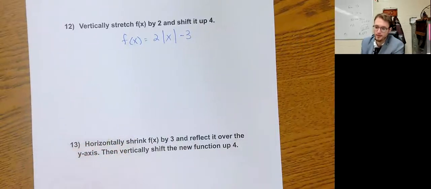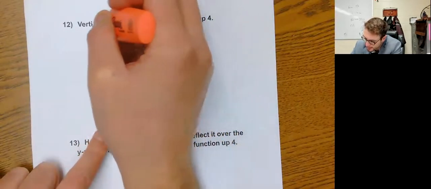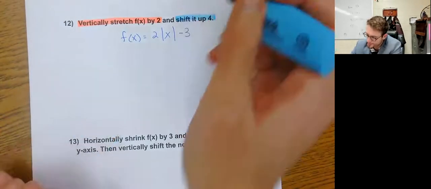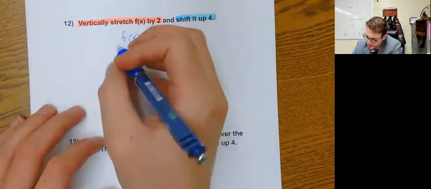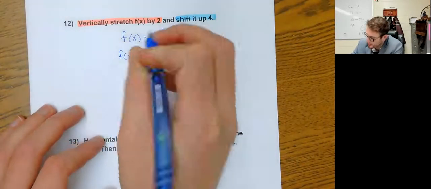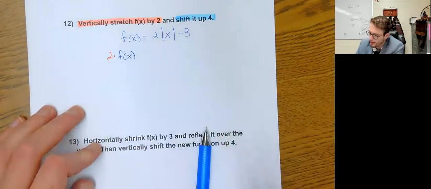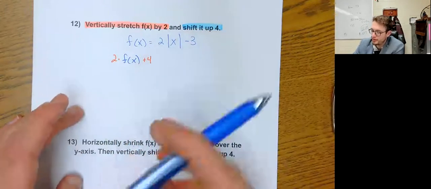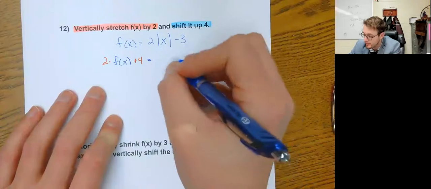Okay, so we have a vertical stretch by 2 and a shift up 4. So vertical stretch by 2 means you're going to multiply the whole function by 2. And then shift up 4 means we're going to add 4 to the whole function also. So everything we're doing is to the whole function, so let's put parentheses around the whole function.